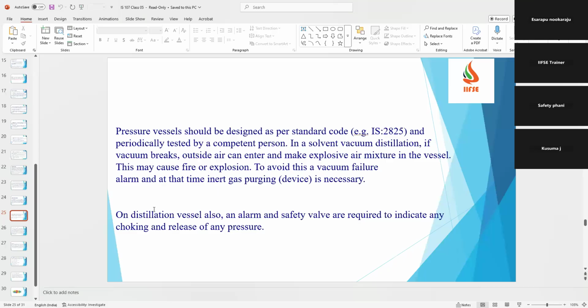So when we talk about inert gas purging, immediately the nitrogen has to come into the vessel. That is inert gas purging. So such types of controls we have to install. On distillation vessels also, an alarm and safety valve are required to indicate any choking and release of any pressures. Choking means blockage of any kind. It has to give an alarm so that we can check.